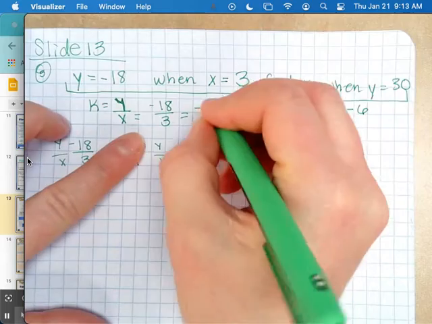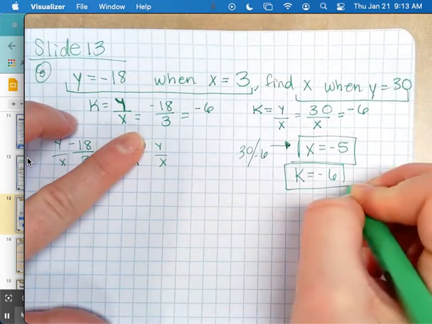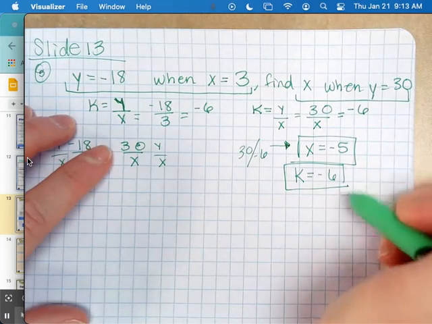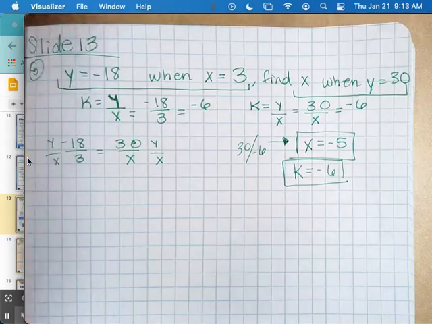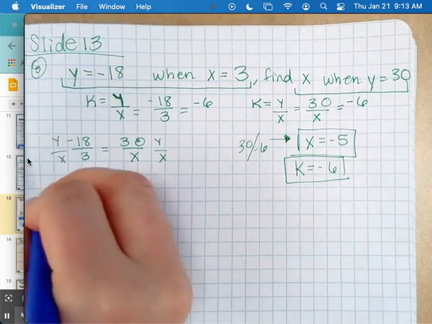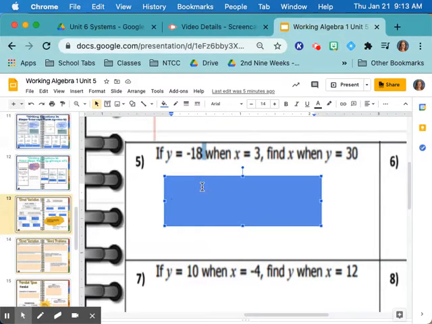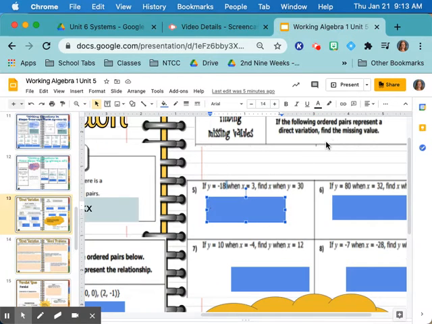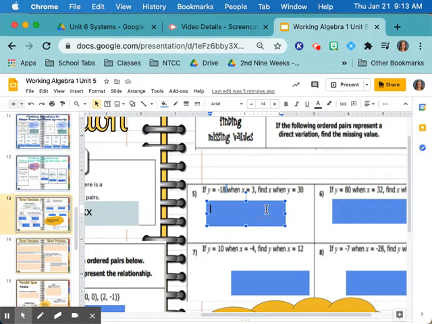But we did also find the k, so let's write that down. k equals -6. So we have two things. We found the missing value, but we also found the constant of variation between them. Number 6, oh, we need to fill this in. Did it tell us what we need to write? Oh, just find the missing value. So we'd write x equals -5.